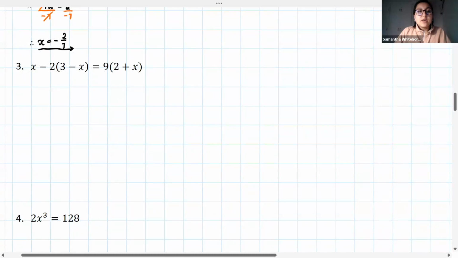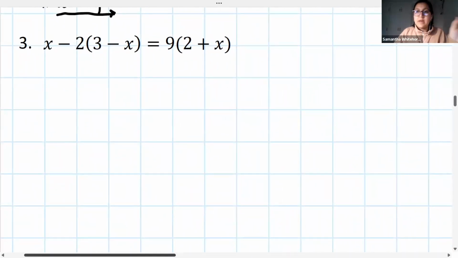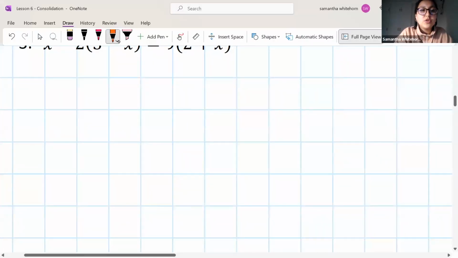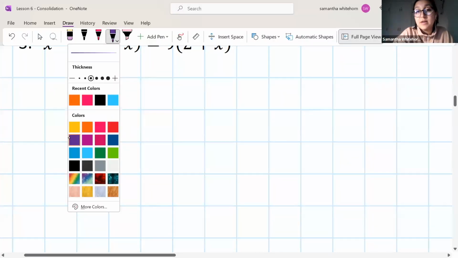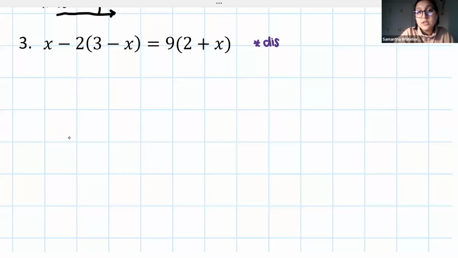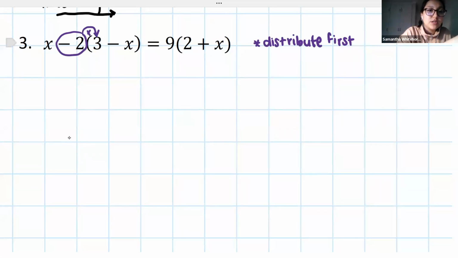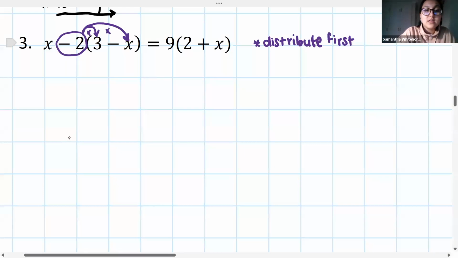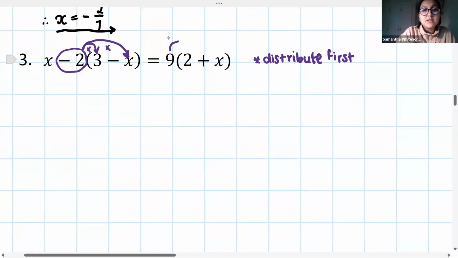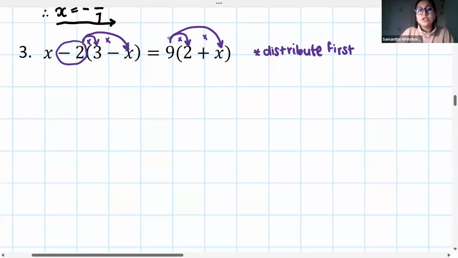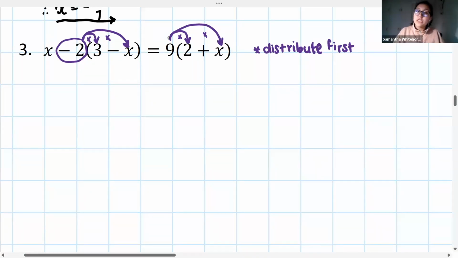So if we now have a look at question 3, what we need to remember when we have a situation like this is that distribution has to happen first. We said this when we did our lesson on distribution and fractions in equations, but I told you very, very importantly that we have to distribute first. So what that means is this -2 has to be multiplied or distributed to the +3 and the negative x in the bracket. And this +9 needs to be multiplied or distributed to the 2 and the x. So distribution has to happen first before we start stressing about any of our inverse operations and solving the equation.